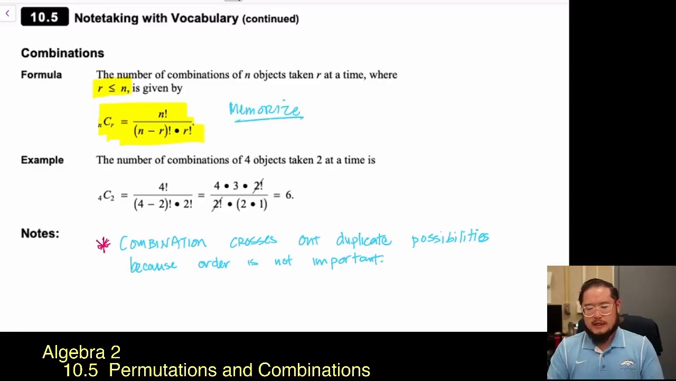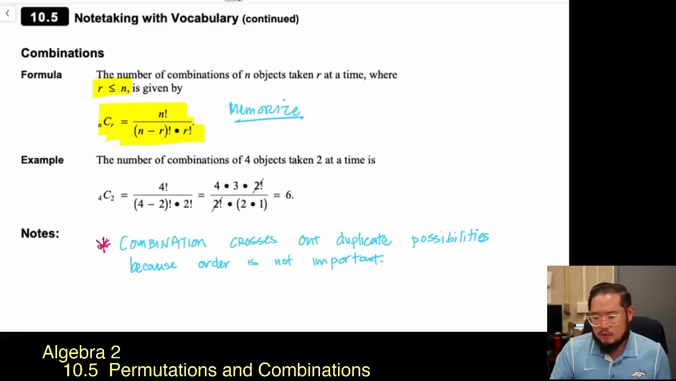Okay, we want to memorize that. And so you can see it ends up being n factorial divided by (n minus r) factorial, times r factorial. So there is a little bit more work right here, a little bit more to memorize, and spots for you to plug in your r and n, or n and r, in order for you to get your answer.